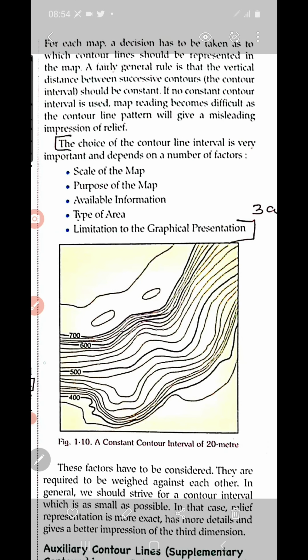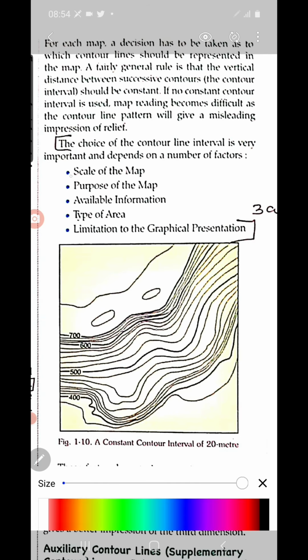First of all, they see what the scale of the map is. Whether it is 1:50,000, or 1:250,000, or otherwise a million scale. So these are the three different series of scale we discussed. So first they see the scale of the map.